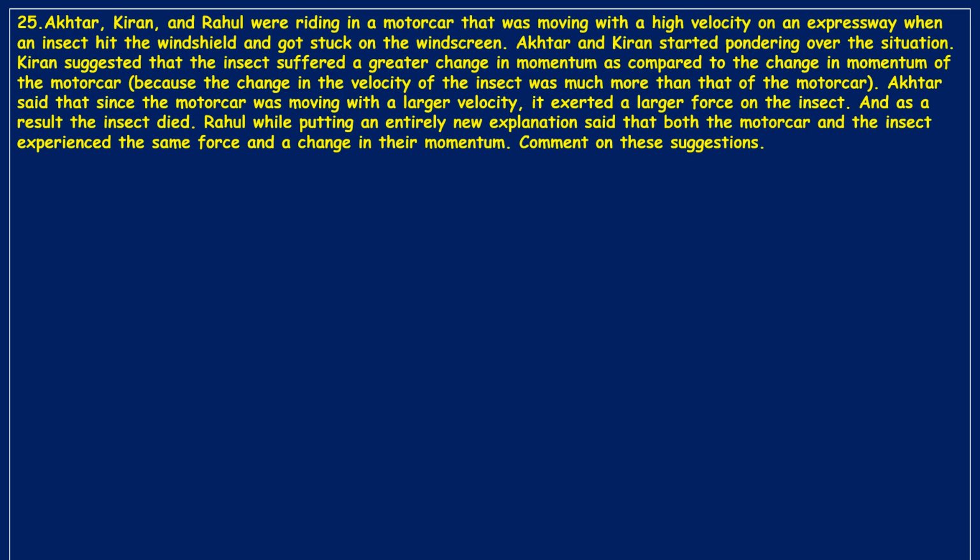But here, Rahul, knowing the law of forces, explained that both the motor car and the insect experience the same force and the same change in their momentum. How then do we comment on these suggestions? In what way did Rahul try to explain the situation to Akhtar? That is what we have to see.